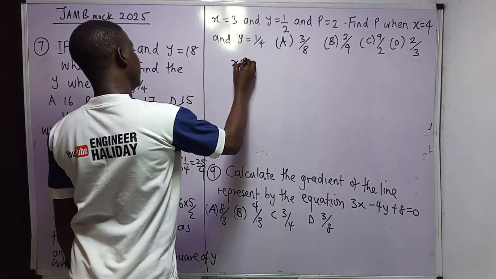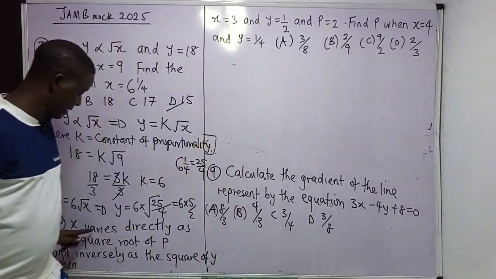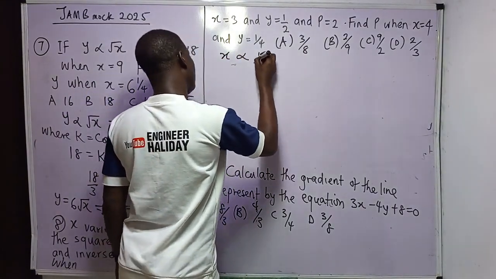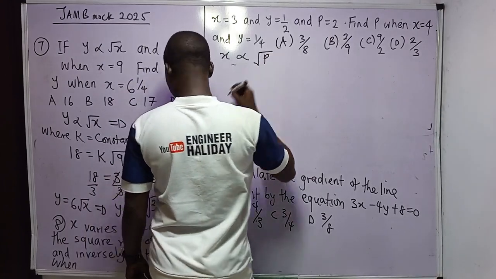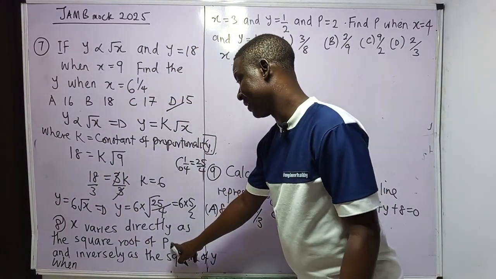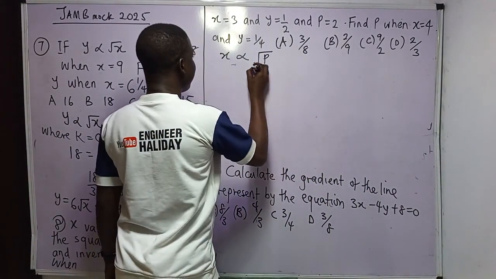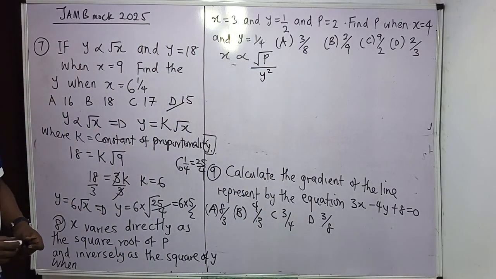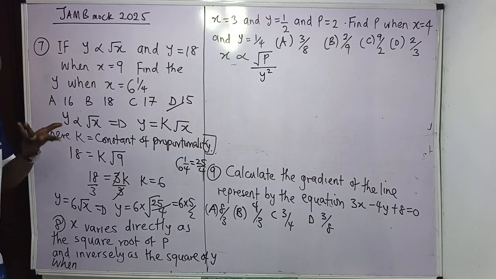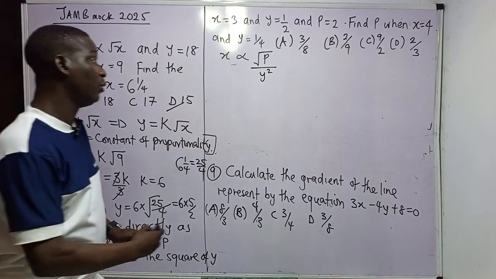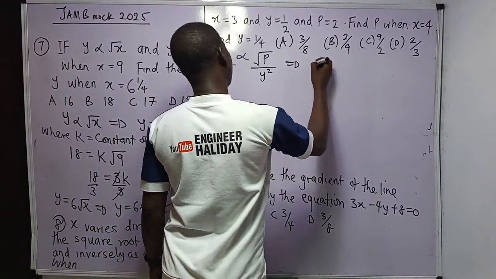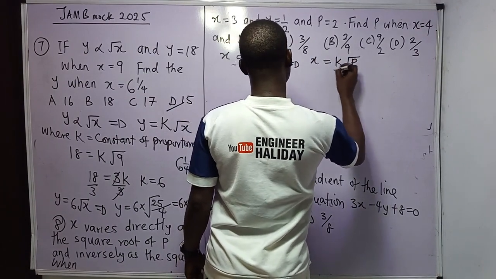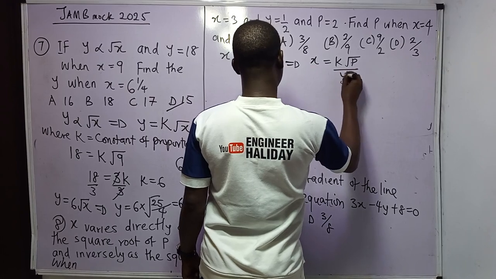So s, we are going to interpret now. s varies directly as the square root of p, and inversely as the square of y. So what do we do now? We go ahead to break it down, remove the proportionality. What do you have? I want to have s equals k square root of p over y squared.